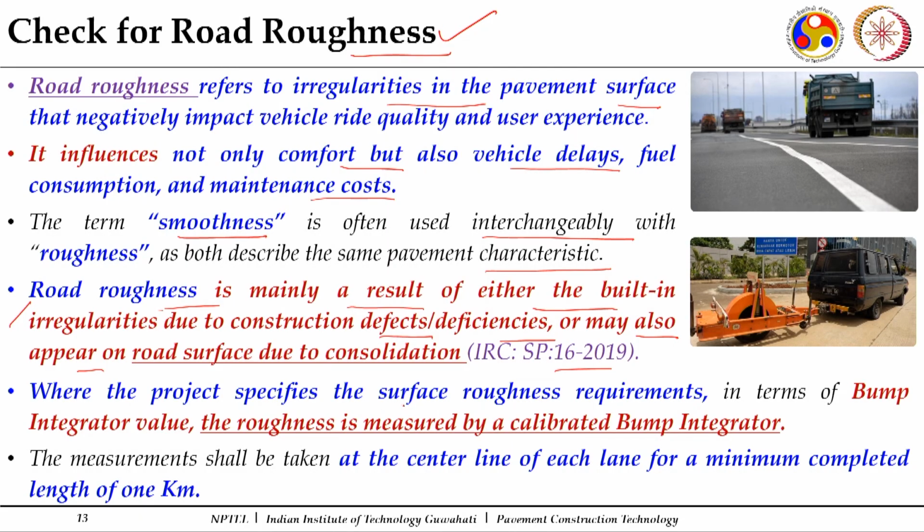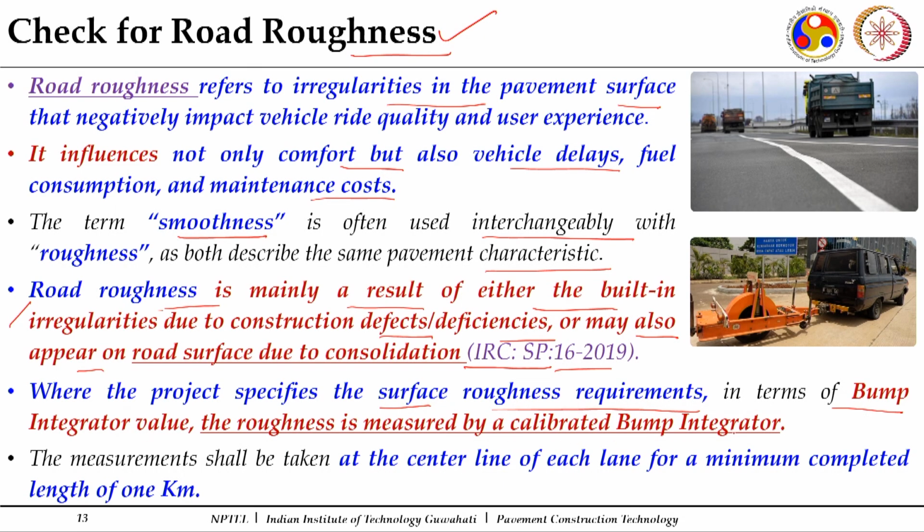So, where the project specifies surface roughness requirements, there may be certain low category roads where these requirements may not be specified, but in most cases they are specified for higher categories of roads, mainly through IRC SP 16 in India, which gives guidelines related to road roughness in terms of bump integrator value. The roughness index is measured in mm per kilometer.